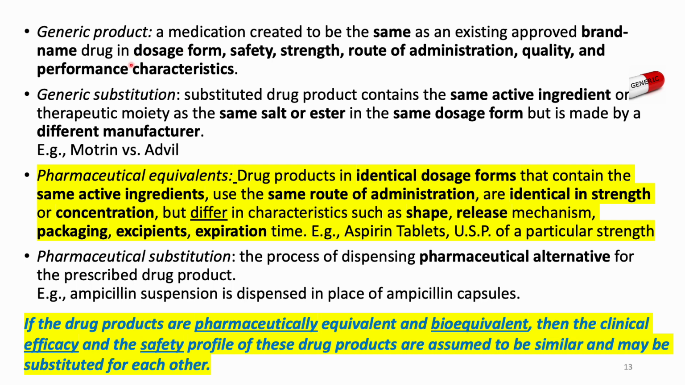And generic substitution. Generic substitution is when the substituted drug product contains the same active ingredients or therapeutic moiety as the same salt or ester in the same dosage forms, but is made by a different manufacturer. For example, Motrin versus Advil. They have the same active ingredient of ibuprofen, same salt, same dosage form, a tablet, but they are made by different manufacturers.